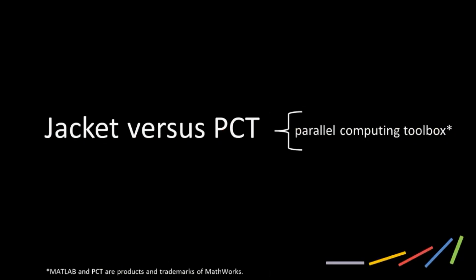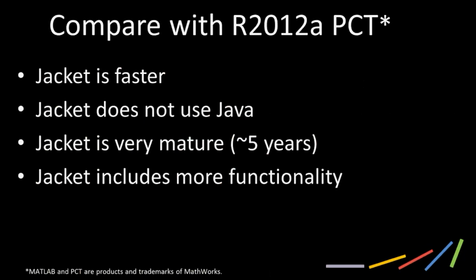So here's now a comparison with the Parallel Computing Toolbox. The latest comparison is against the R2012a Parallel Computing Toolbox. There are 4 things to say about that. One is Jacket is a lot faster. The second is Jacket does not use Java. The Java runtime introduces a whole extra layer of overheads, and the Parallel Computing Toolbox is built directly into those overheads, and so that causes a lot of slowdown.